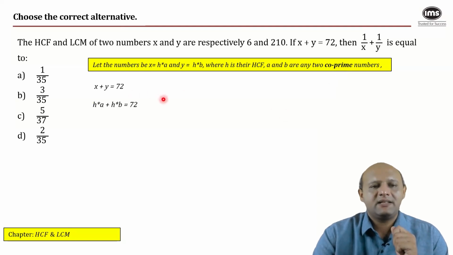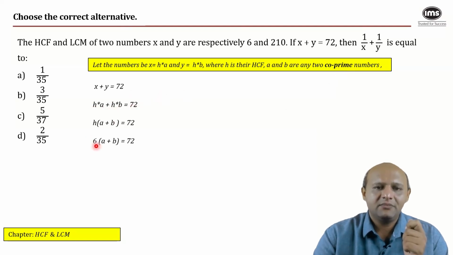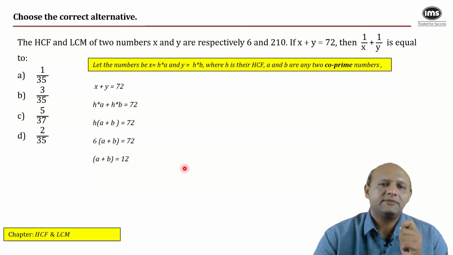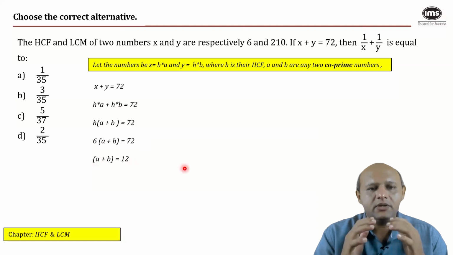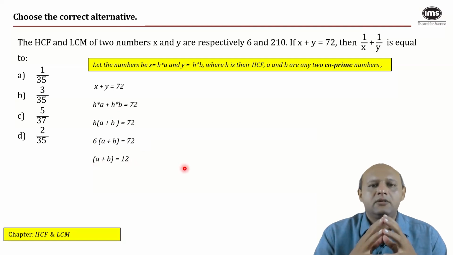So if you write x plus y as 72, which is h times a plus h times b, take h common. And what is the value of h? h is nothing but 6. So divide this by 6, you get a plus b equal to 12. Now, hang on, let us understand how to proceed from here. This is the first leg of the solving process where you need to think it through.